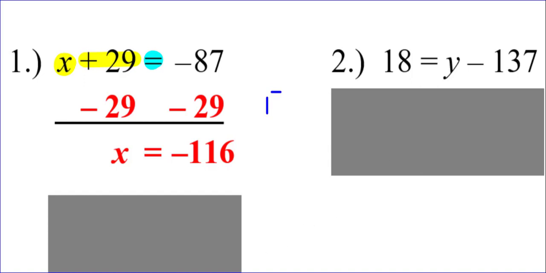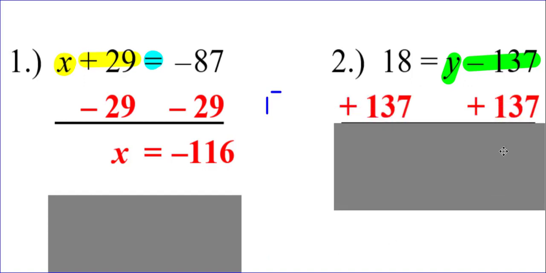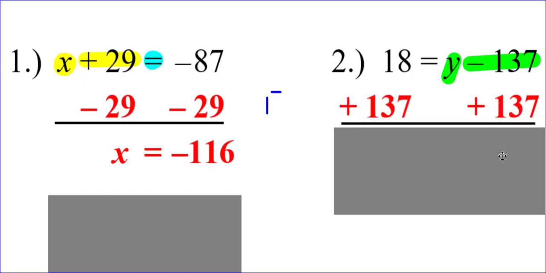Problem number 2, what's happening to our variable? Well, this time the variable is y, and it's on the right side of the equal sign. Don't let that fool you. What's happening to it? It's being subtracted by 137. The inverse would be to add by 137.